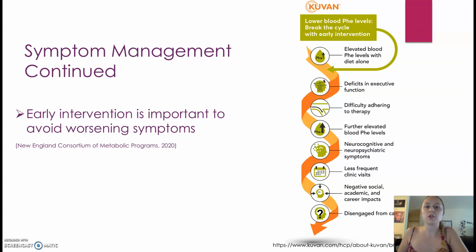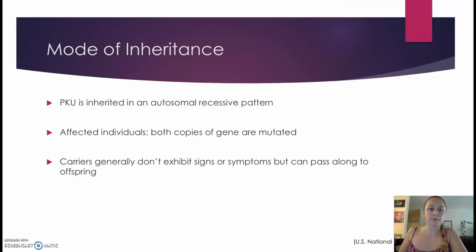So the idea is that you break this chain early in the cycle and treat it with a low phenylalanine diet to avoid the deficits in executive functioning, the difficulty adhering to therapy, further elevated blood phenylalanine levels, neurocognitive and neuropsychiatric symptoms, and then, just as you can see going down this chain. So the idea is that you intervene early and go ahead and decrease and prevent some of your major symptoms.